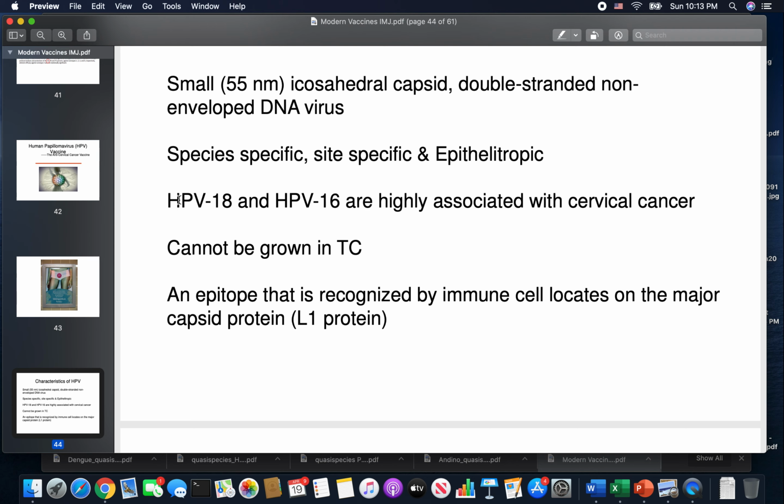And these two strains, HPV 18 and HPV 16, are both highly associated with cervical cancer. In general, these are things that are only going to cause genital warts or may not even be detectable on a male. But when they get into the female, they grow really well on the cervix. And so they are associated with a lot of cervical cancer. And so that's what you'd be vaccinating against.